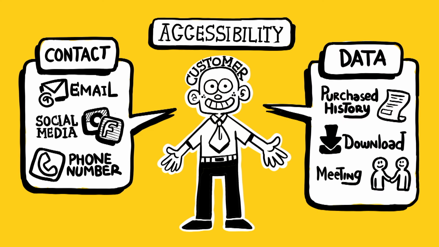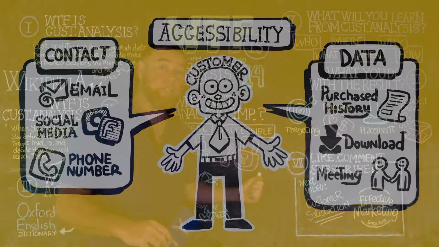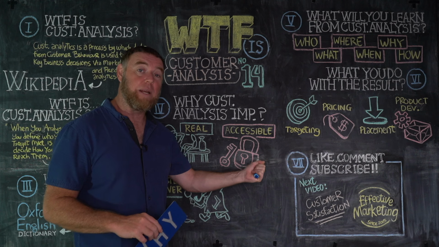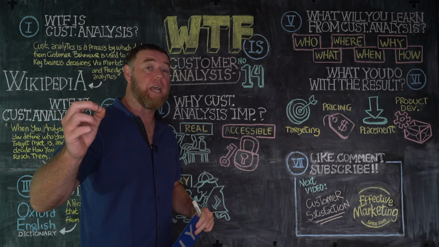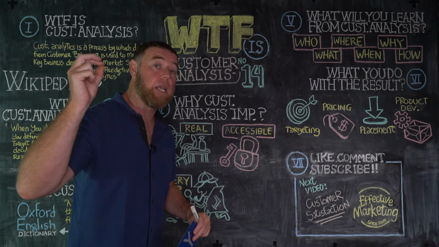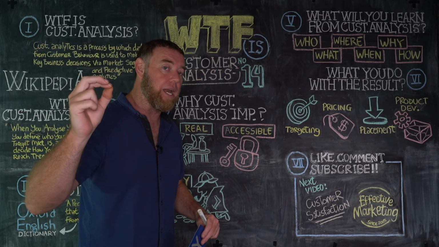The second accessibility is about the data. So if they have been buying from you, you will have a record of their behavior on your systems. So this is doubly accessible. So you can access your customers and their behavior much more easily than you might be able to access somebody who isn't yet a customer.